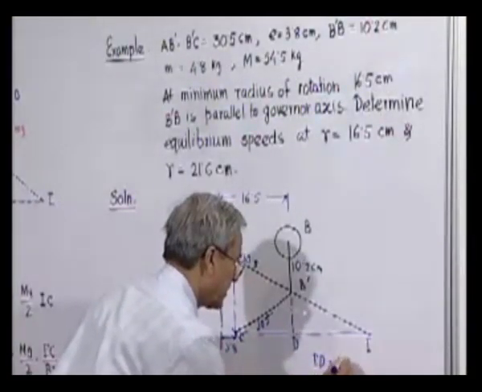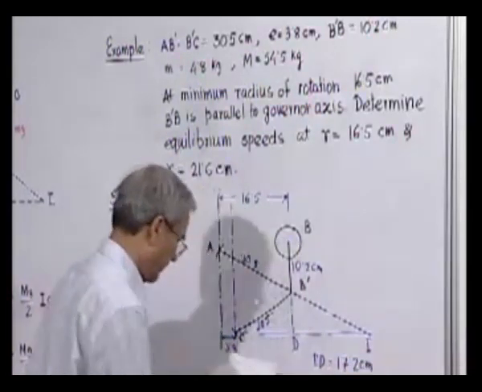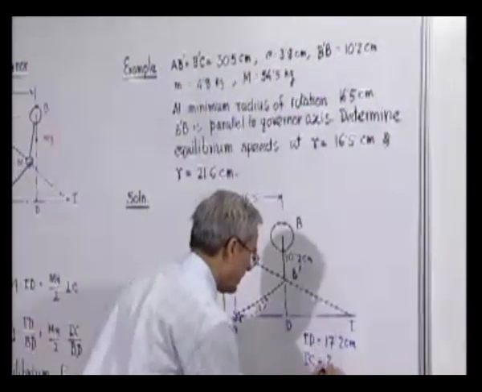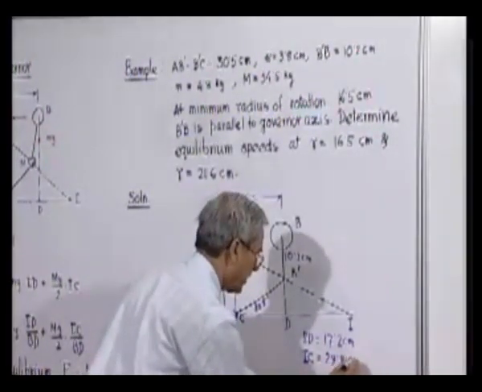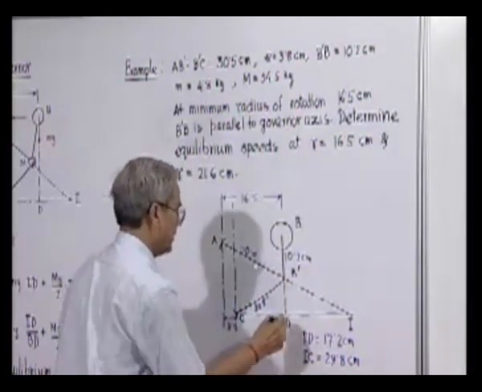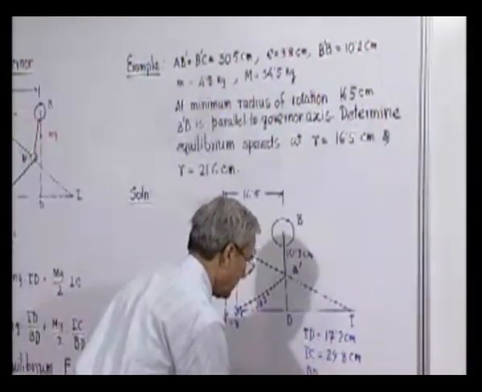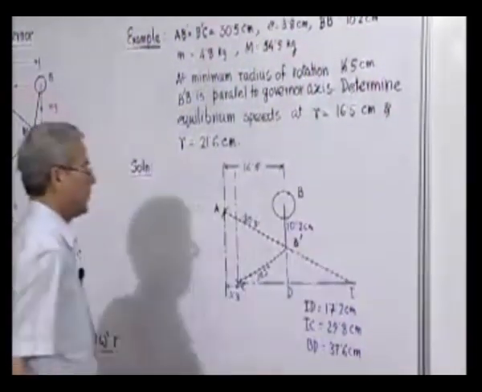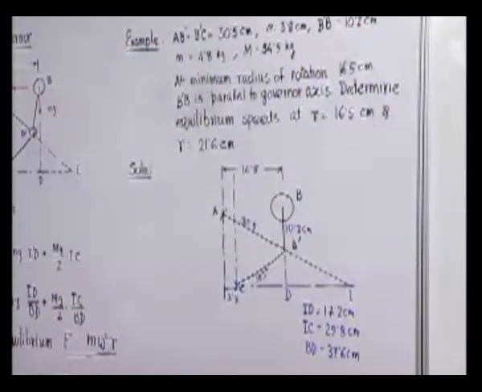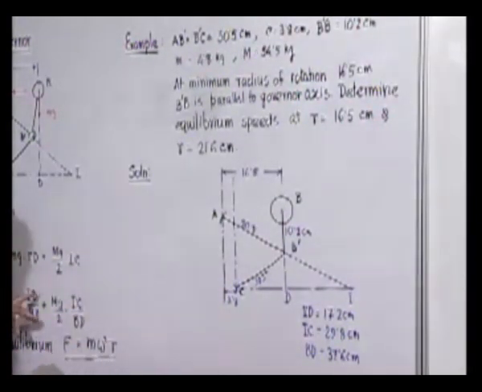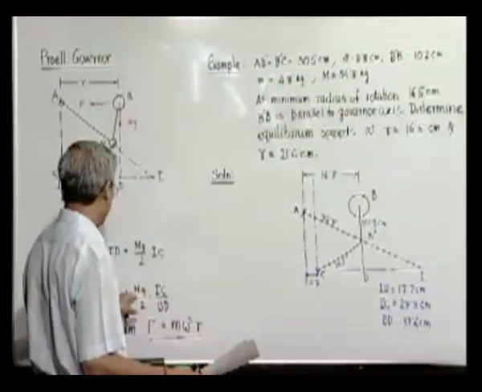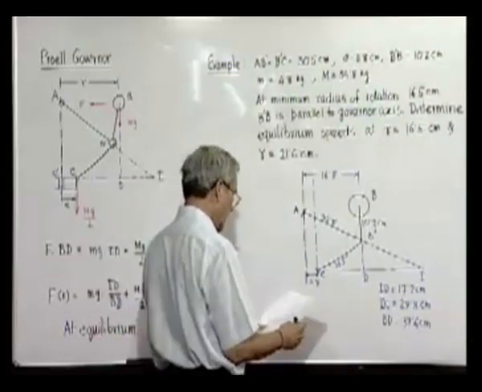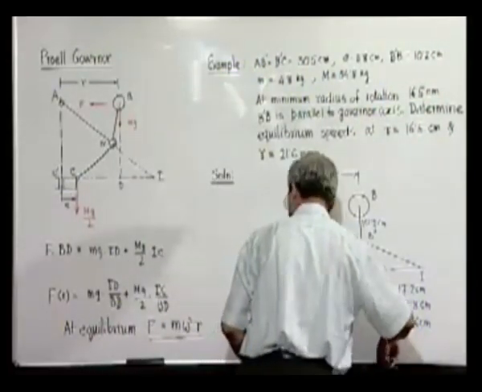So now you can measure, and we will find that ID comes out as 17.2 centimeter, IC is equal to 29.8 centimeter, and BD is equal to 37.6 centimeter. So with these values we can substitute here. We know small m, we know capital M, and we know IC, ID and BD. So therefore F can be found out easily, and from that obviously we can get this equation.